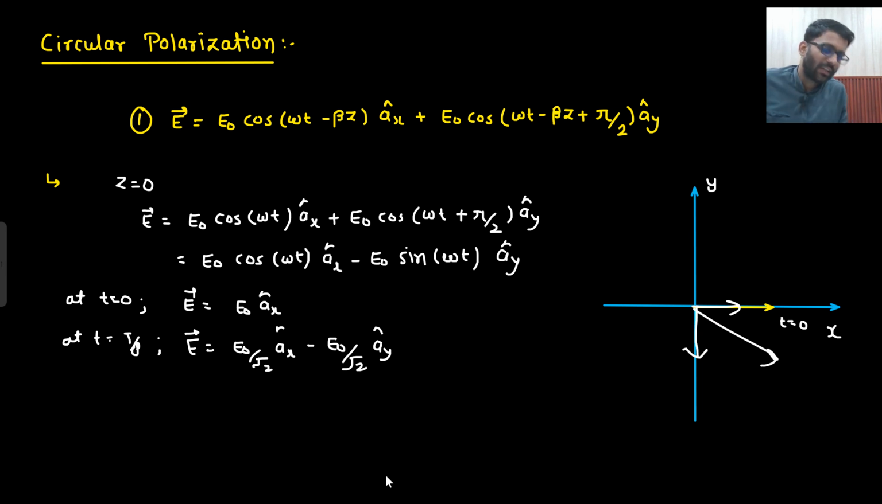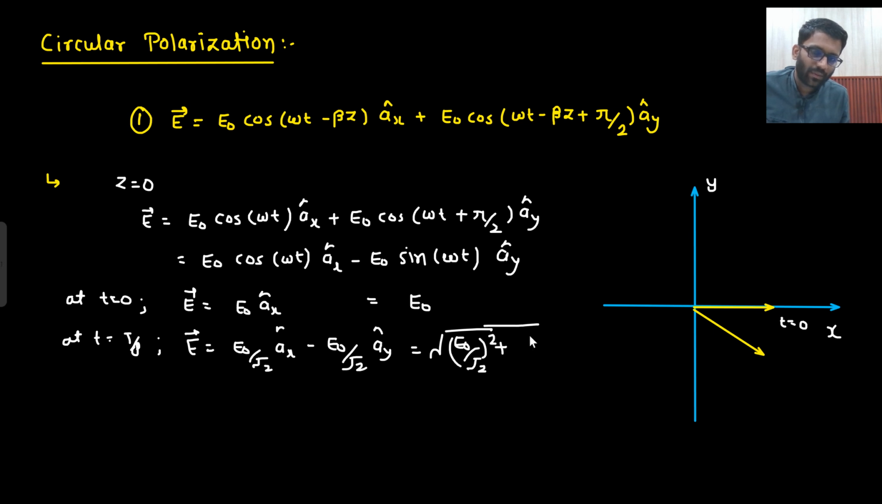So what is the equivalent? This is the equivalent. And if you need to take the magnitude of the equivalent, what will the magnitude be? Here the magnitude is E naught only. What will the magnitude be here? E naught by root 2 whole square plus E naught by root 2 whole square. If I am talking about magnitude, the magnitude is E naught only. So this was also E naught. This was the direction, now this is the direction. Now let's take more points.